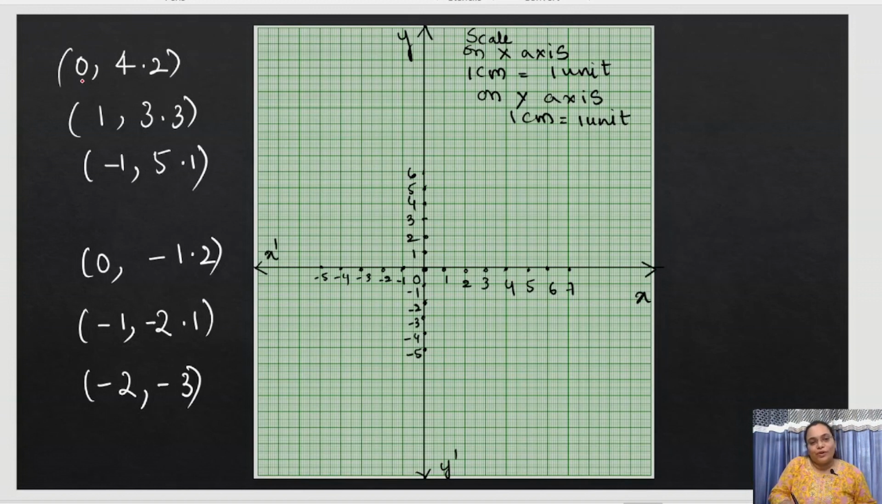Okay. So the first point is 0 and 4.2. 0 on the x-axis, 4.2 on the y-axis, which is here, this one. The next one is 1 and 3.3. 1 on the x-axis and 3.3 on the y-axis, which is here. The next one is minus 1 and 5.1. Minus 1 on the x-axis and 5.1 on the y-axis. So let us join these points.